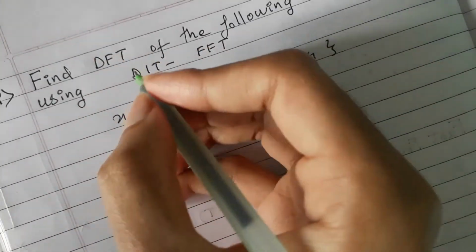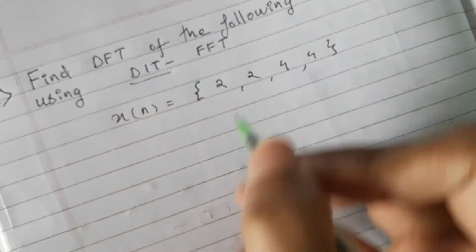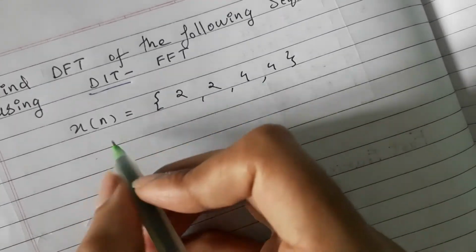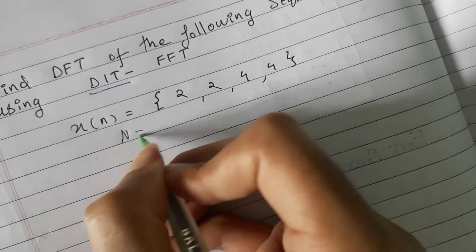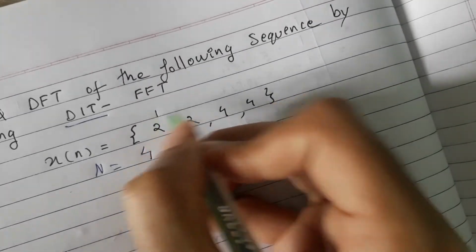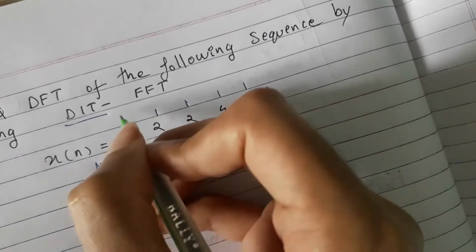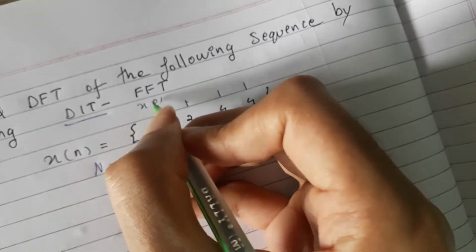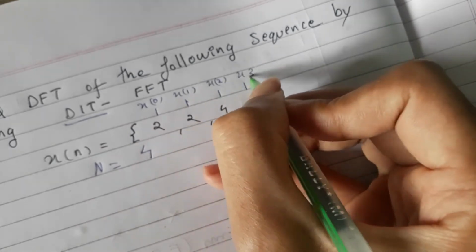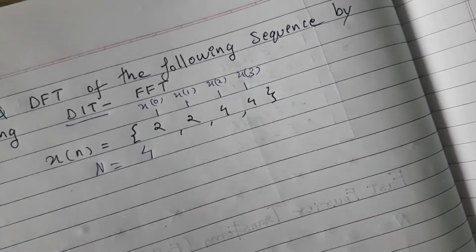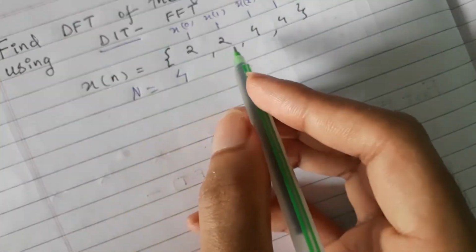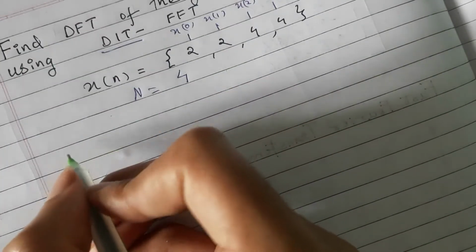In this question we have to find out DIT. So here our x[n] is 2, 2, 4, 4. So the total number of samples we have, that is N, is equal to 4. Since DIT is given, we have to divide the sequence into even and odd part.